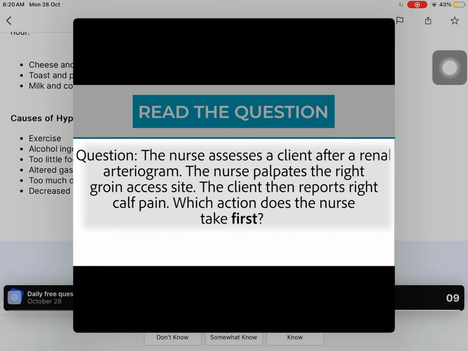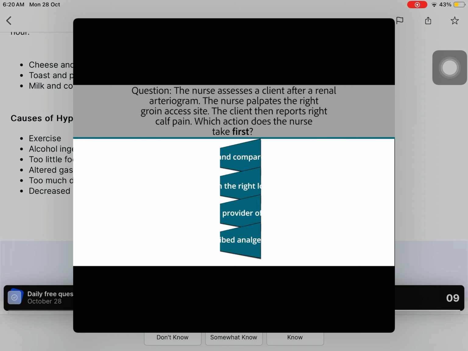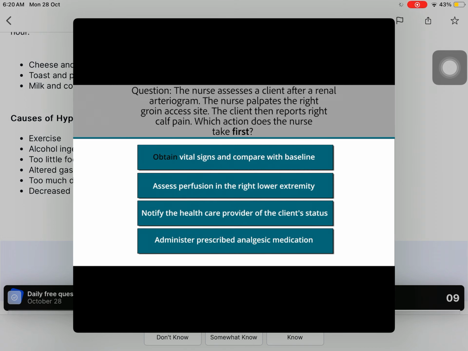Client then reports right calf pain. Which action does the nurse take first? Obtain vital signs and compare with baseline. Assess perfusion in the right lower extremity. Notify the healthcare provider of the client's status.